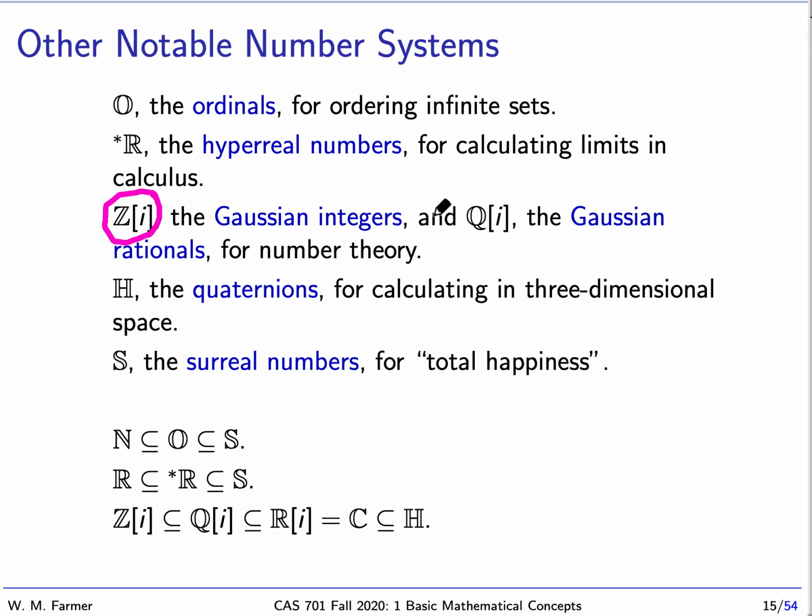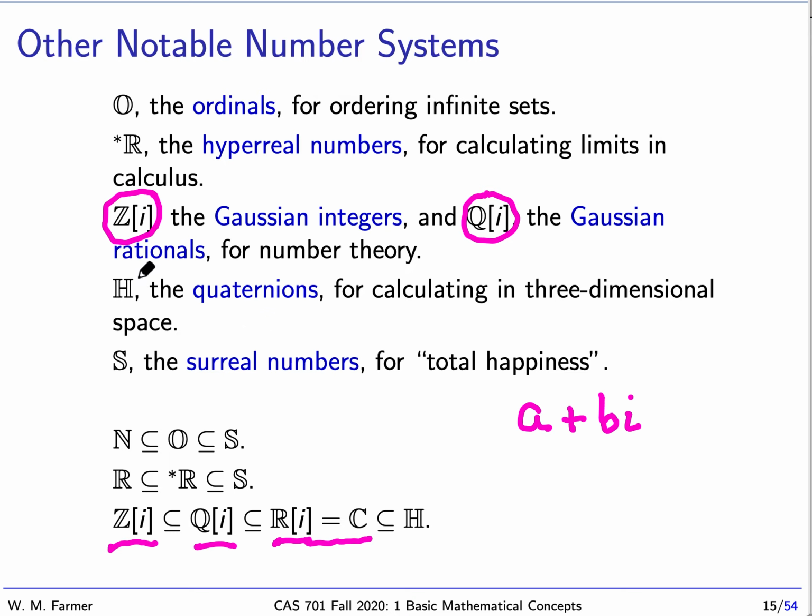We also have here the Gaussian integers and the Gaussian rationals. The Gaussian integers have the form: I take an integer and then I add an integer times i. So a and b are integers. i is a symbol which denotes the square root of -1. It's the imaginary number. So we can see here that Gaussian integers are a subset of Gaussian rationals, which are a subset of what we could call Gaussian reals, but the Gaussian reals are usually called the complex numbers.